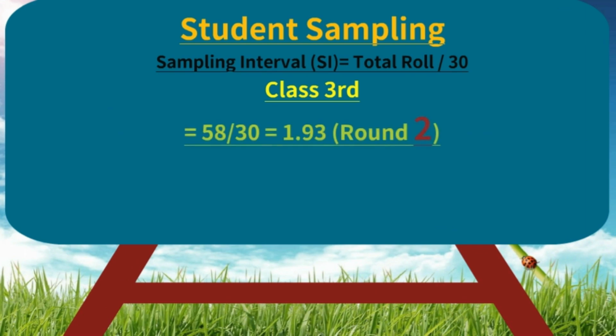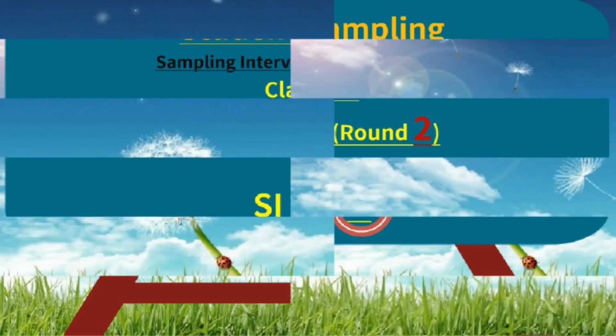We round this number to 2. So, the sampling interval is 2. Got it. What do we do next? After this, we select the first student.